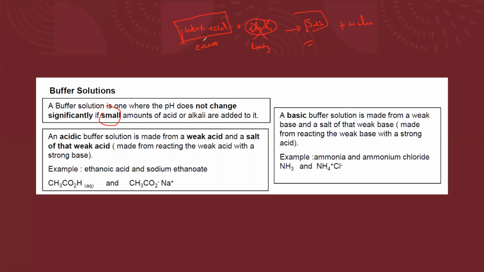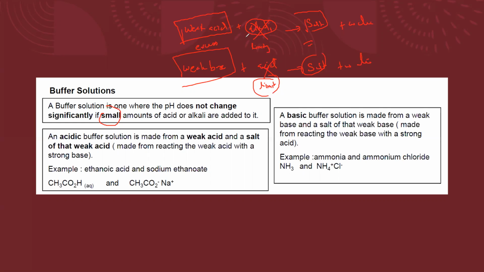Or you can also form a buffer solution if we have a weak base and a strong acid, and that acid is the limiting reagent. So the acid will be used up, forming a salt plus water. You can see you're left with the weak base and the salt of the weak base. That's why it is also known as a buffer solution. So a buffer solution is a combination of a weak acid and its salt, or a weak base and its salt.